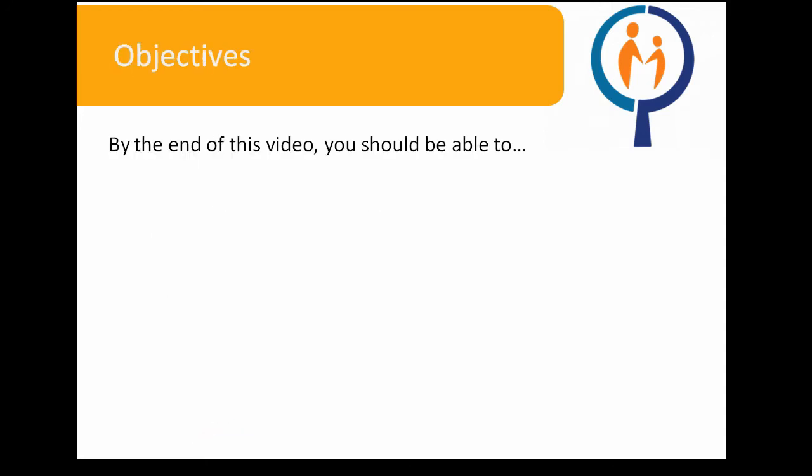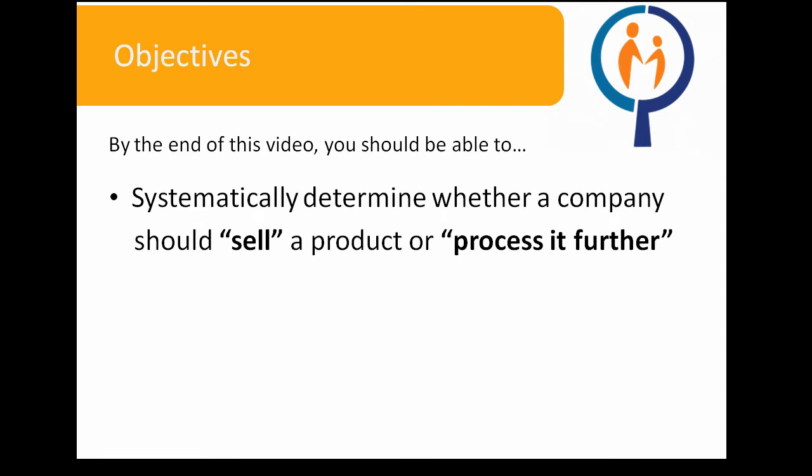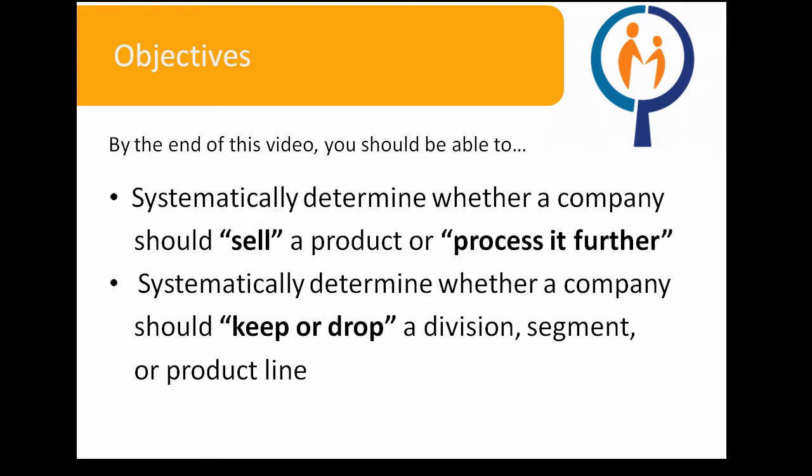By the end of this video, you should be able to systematically determine whether a company should sell a product or process it further. You should also be able to systematically determine whether a company should keep or drop a division, segment, or product line.